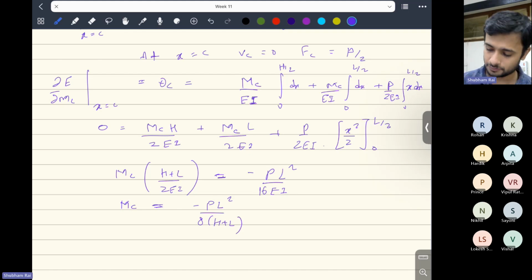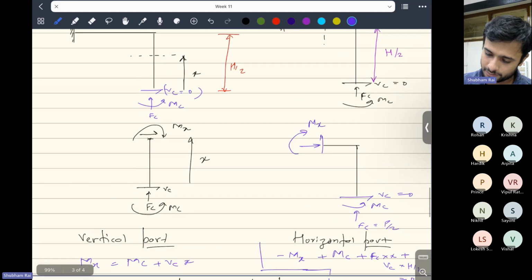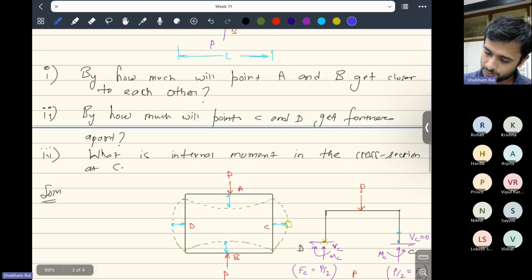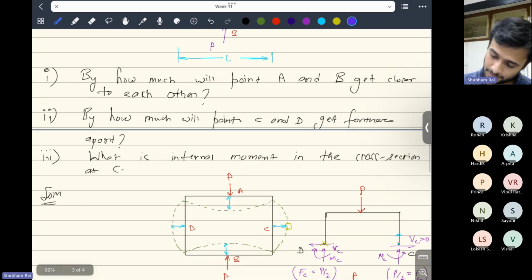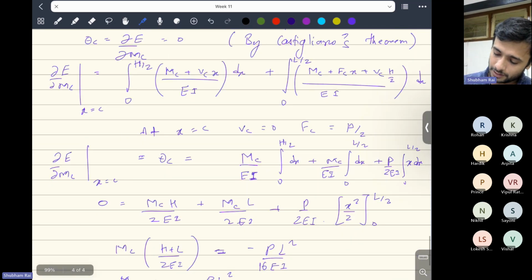Now you have MC. Further, you need to find the first and second part. You have to find the deflection of point A and B and deflection of point C and D, and these two deflections will be equal. Once you have the deflection of point A, you double that and you'll get by how much points A and B get closer together. Once you have the deflection of point C, you double that, and you'll get by how much points C and D get farther apart. So let me do that.